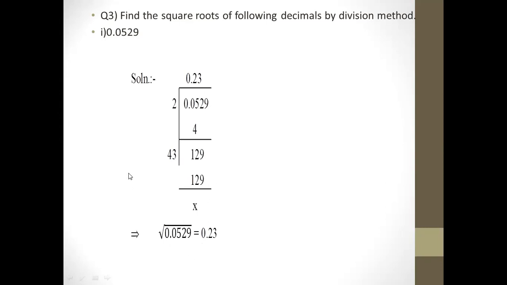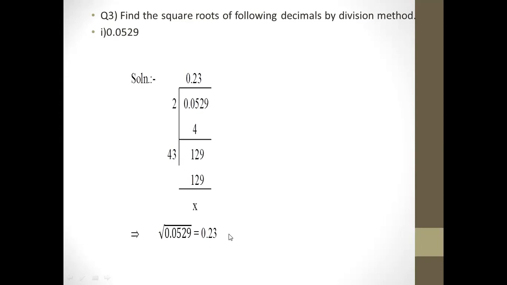The same question you can do in another way. You remove the decimal, and you take the square root by the division method of the numerator, and the square root of the denominator with the division method, and you will get the answer.